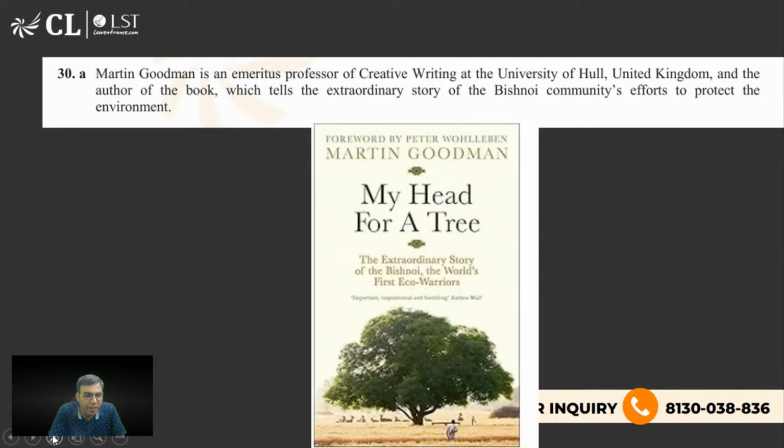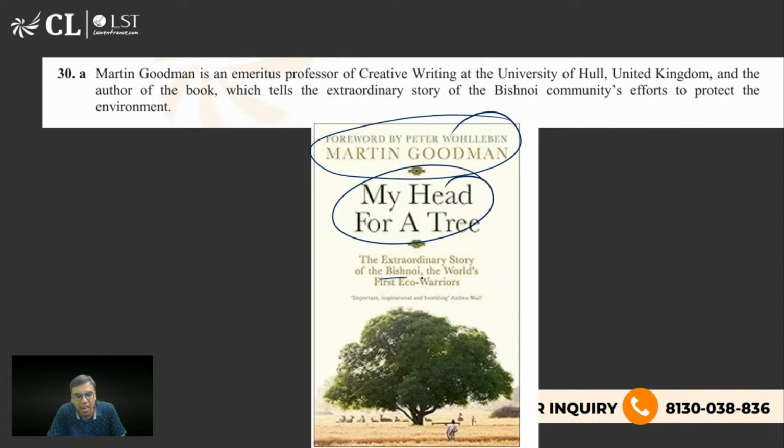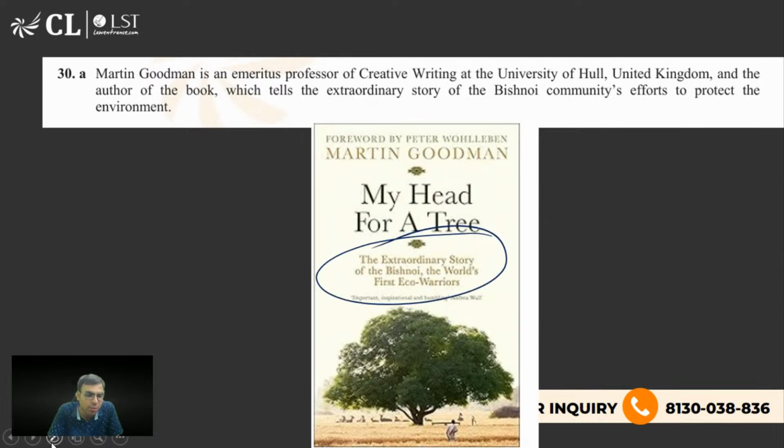Okay. So we were talking about this. Martin Goodman has written a book, My Head for a Tree: The Extraordinary Story of the Bishnoi, the world's first eco-warriors. Why are they called eco-warriors, the Bishnoi? What is so special? So the Bishnoi community is from the state of Rajasthan.